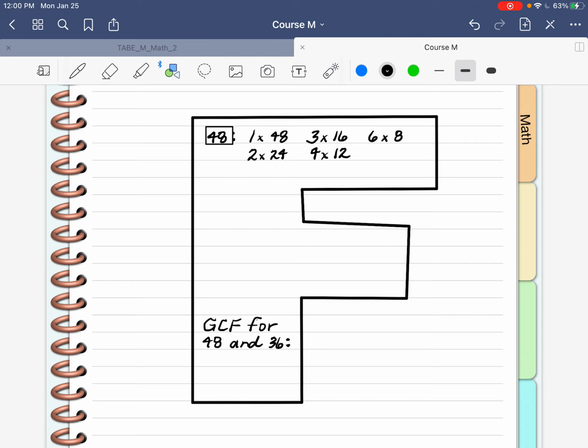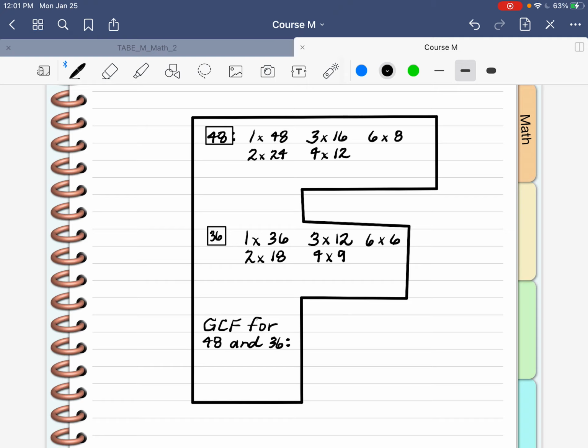Then down here, I'm going to do the same thing. I'm going to do the factors of 36. So I have 1 times 36, 2 times 18, 3 times 12, 4 times 9, and 6 times 6. So I've put the factors of 48, the factors of 36. Notice they're separated. They're following the shape of that F.